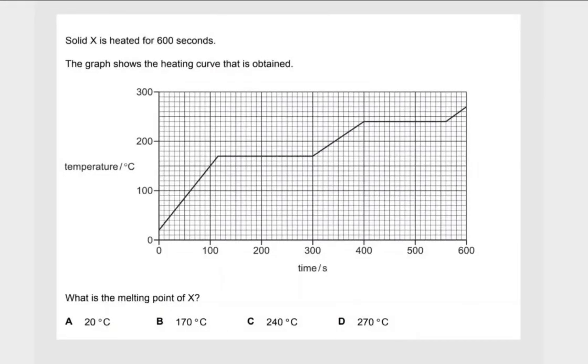In this video, we are going to discuss a few questions on states of matter for IGCSE Chemistry. Now, look at this question. Solid X is heated for 600 seconds.